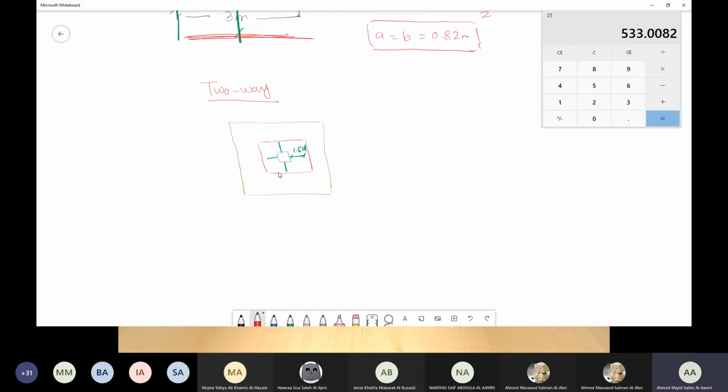Okay. Now we have two areas. Well, let's say three areas. This is 3 meters to 3 meters. I have one area, which is the full area, which is 3 meters into 3 meters. And I have the area which is inside.